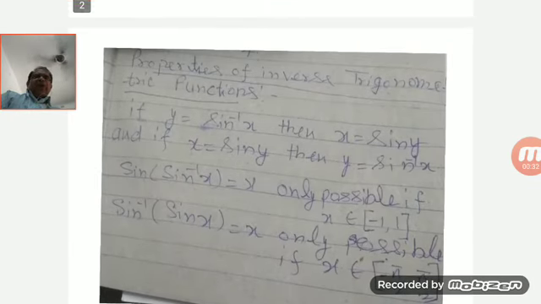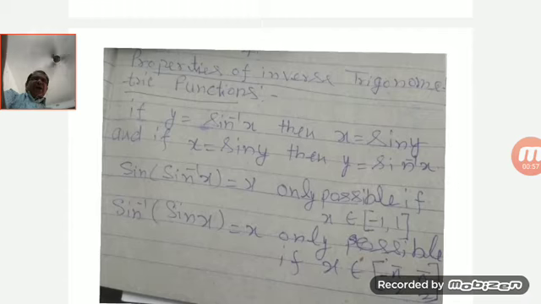Now, properties of inverse trigonometric functions. If y equals sine inverse x, then x equals sine y. If y equals sine inverse x, then we can write x equals sine y. And if x equals sine y, then we can write y equals sine inverse x. So now, two different properties.